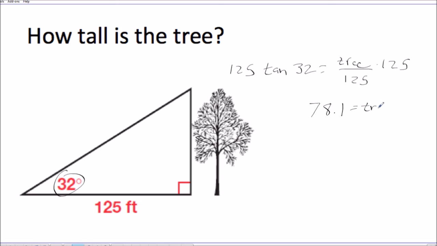And that's the tree. Now, 78.1, what? Miles, meters, feet, degrees, hours? What is it? Okay, this was in feet. So the tree is 78.1 feet tall. Okay, and that's a reasonable height for a tree. Okay, it looks like we got it.